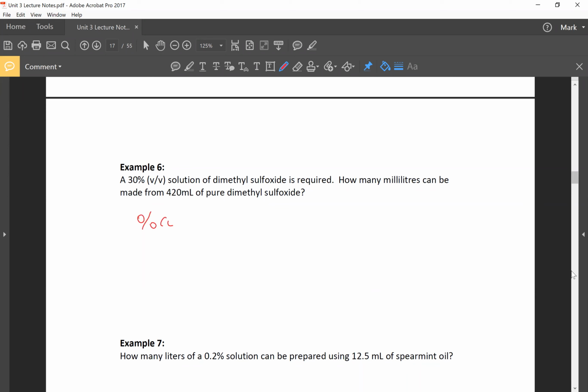The percent concentration is my solute over my solution. It is times 100%, but you'll notice I'm going to change 30% to 0.3. My solute is 420 milliliters. You don't need the milliliters. You can add that in after.